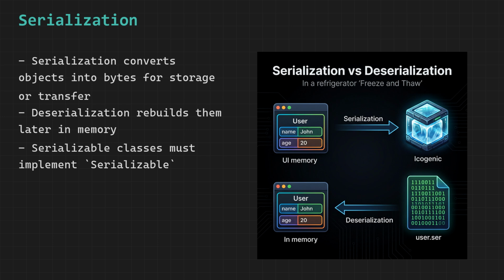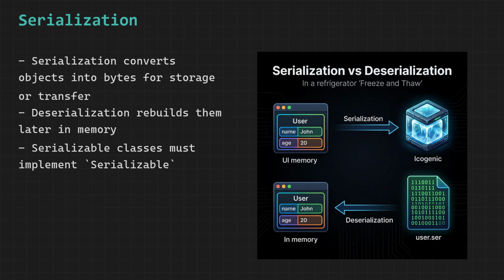Serialization is like freeze-drying an object. It takes all the data inside an object, all its fields and their current values, and converts everything into a flat stream of bytes. That stream of bytes can then be written into a file on disk, sent over a network, or stored in a database. The object no longer exists as a living thing in memory, but all of its information has been preserved in a portable format.